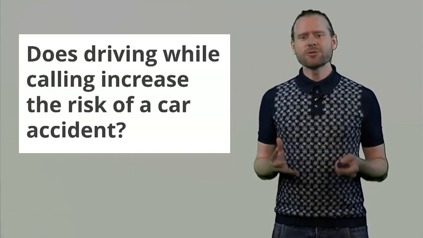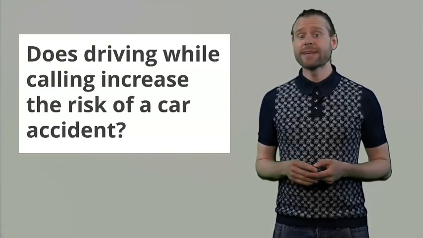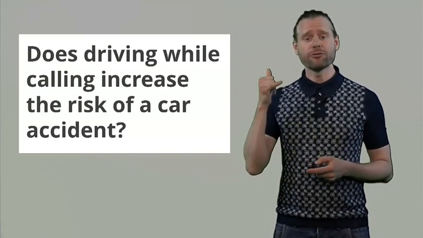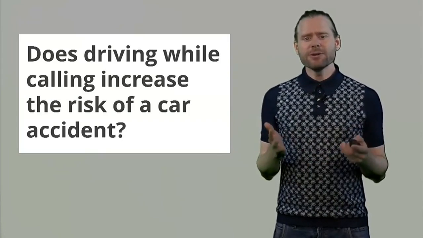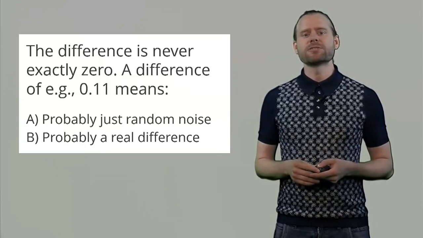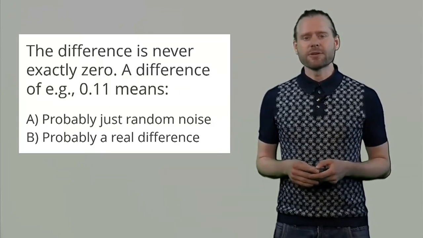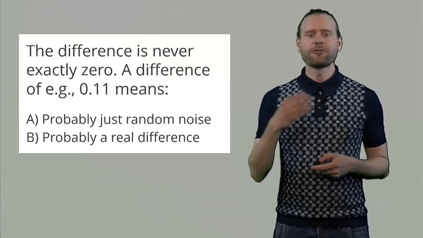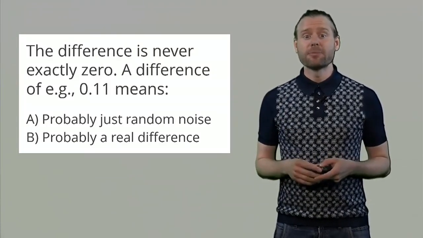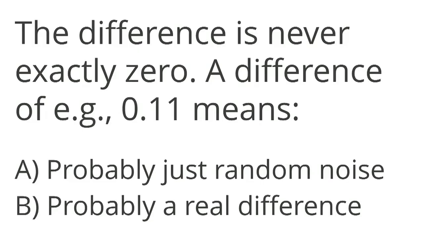Now, if you've collected your data, you counted how many people get hit by a car, either by people who are on the phone while they're driving or people who are not on the phone, then you can look at the difference between these two conditions. Now, this difference is never exactly zero. There's always some number far after the comma that makes a difference. So let's say the difference you observe is 0.11, a mean difference. Now, how should you interpret this mean difference?